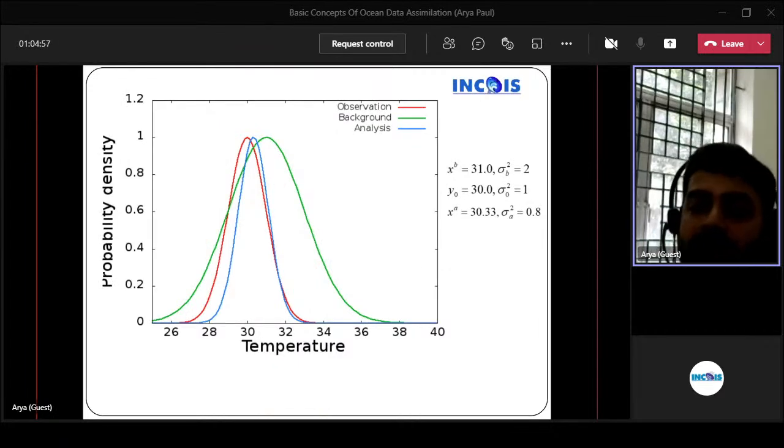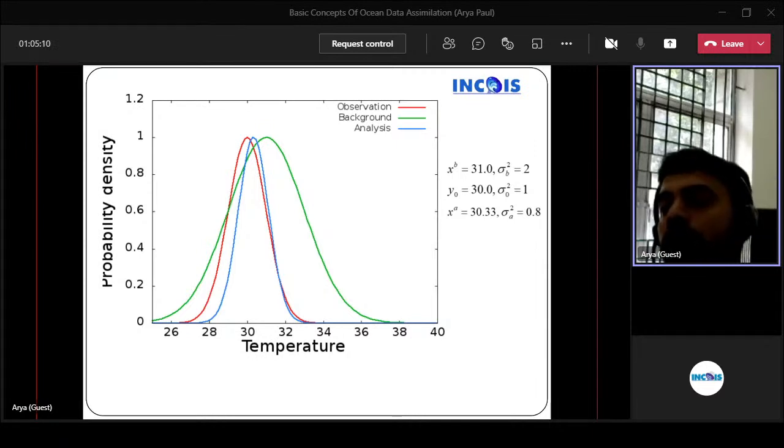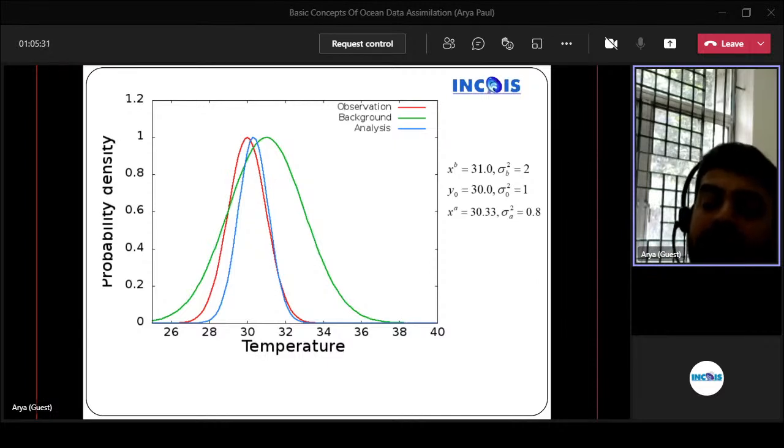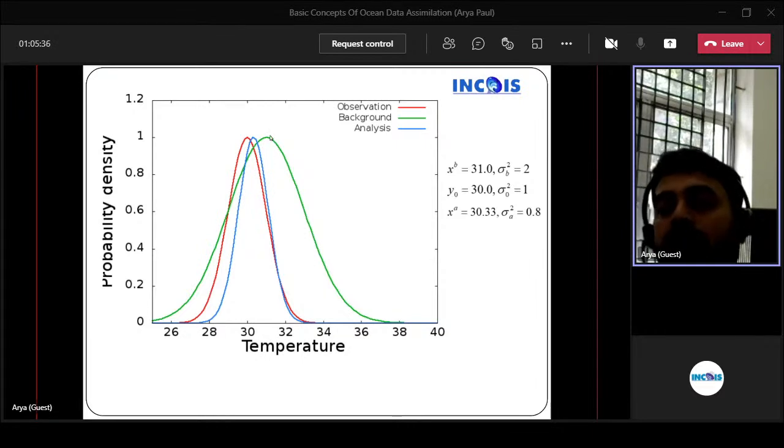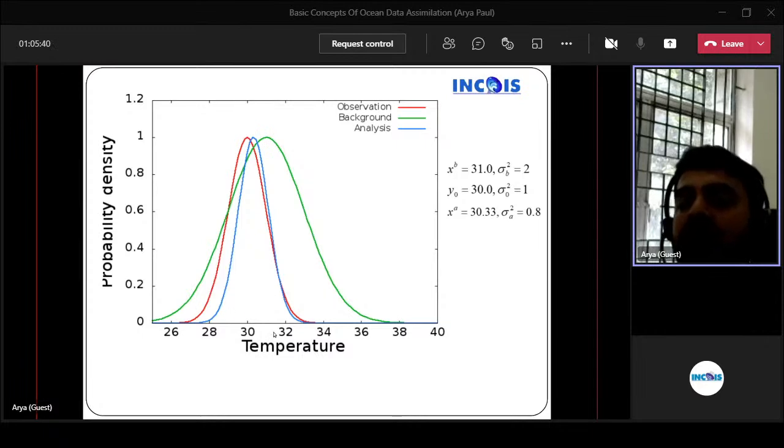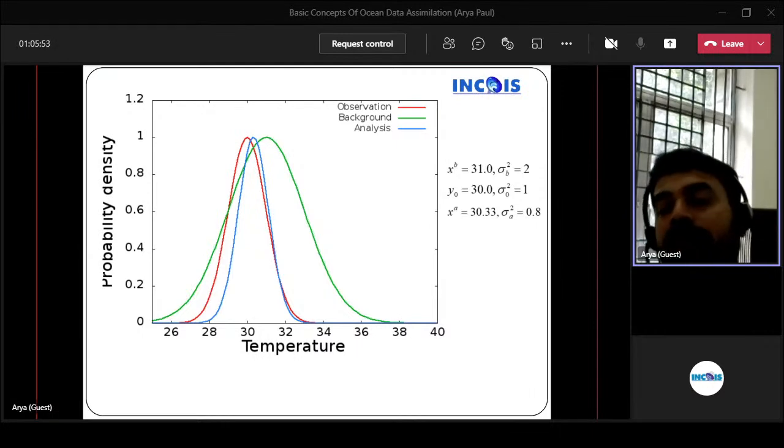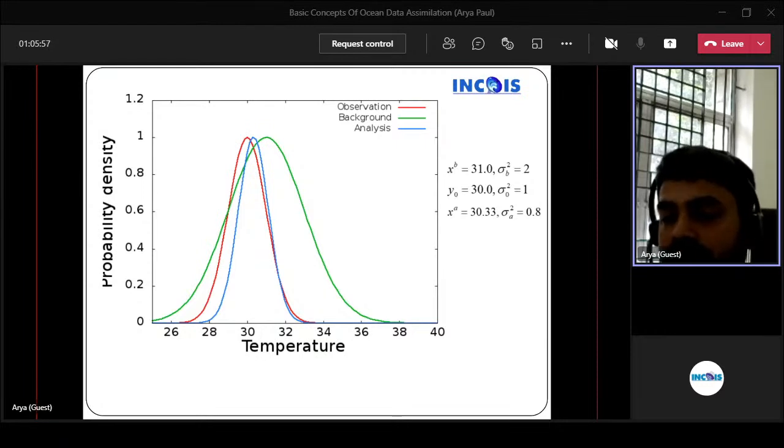Also, like I said, these all are Gaussian curves. When you say that I observed 30 degree centigrade with a standard deviation of about 1, this red curve is depicting that. What I have observed is 30 degree, which is the mean of this curve, and there is a standard deviation of about 1 degree centigrade associated with it. This curve is a little spikier compared to the model, which is the green curve you started with. You said that the model predicted 31 degree centigrade, which is the mean of this green curve. However, there is a larger standard deviation associated with it. That's why this green curve is much flatter than the red curve associated with the observation.